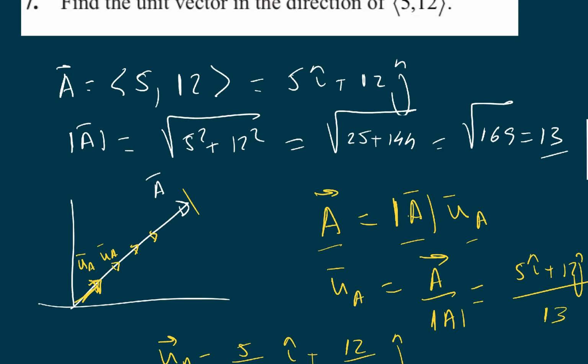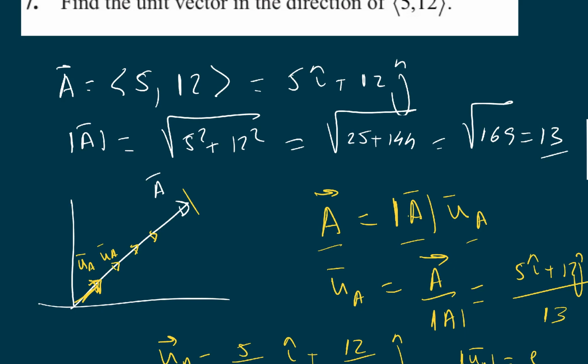And if you are not sure that this is a unit vector, we can find the magnitude of this vector. The magnitude of u sub A should be 1, because we have found a unit vector. And what is the magnitude of this vector?